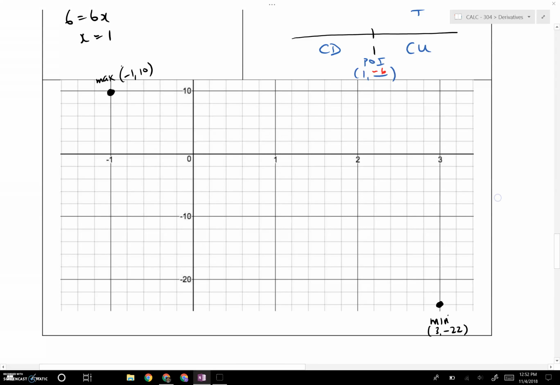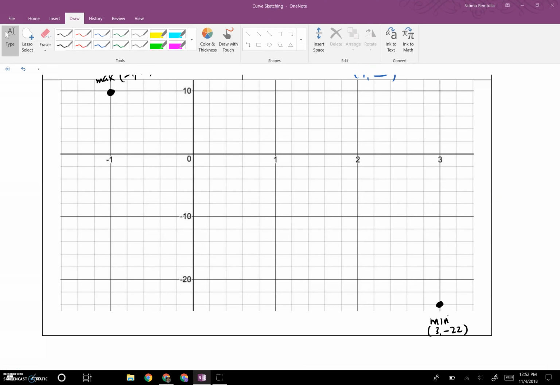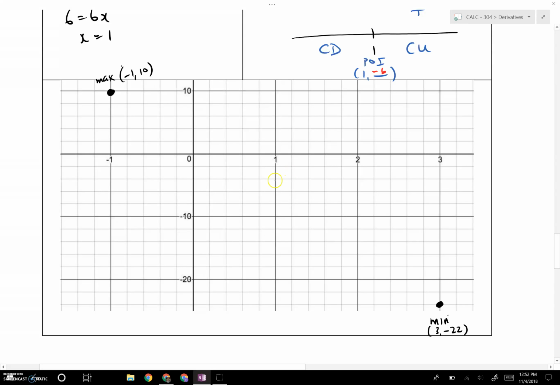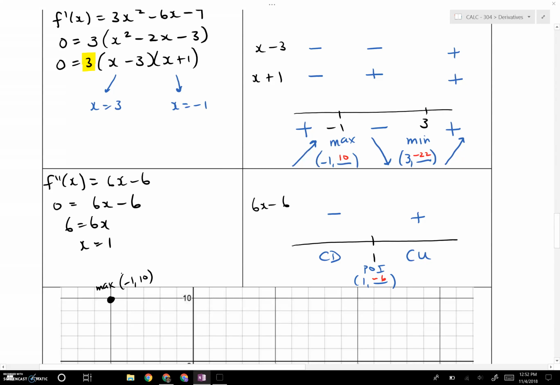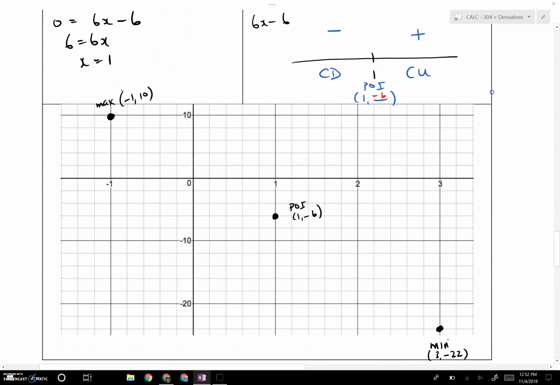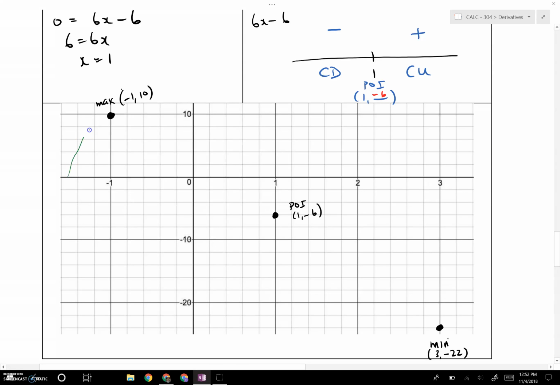So (1, -6) is right here. This is my POI. All right. So again, if I look at my two sign diagrams, it looks like it's concave down and then concave up. So that's great. So concave down, point of inflection, change directions, and then concave up. Perfect.